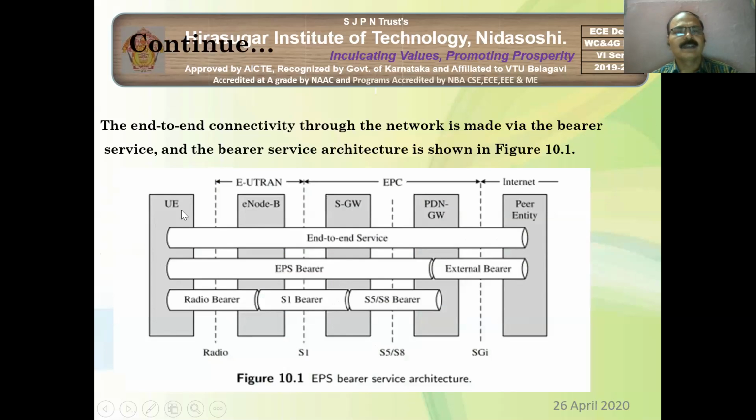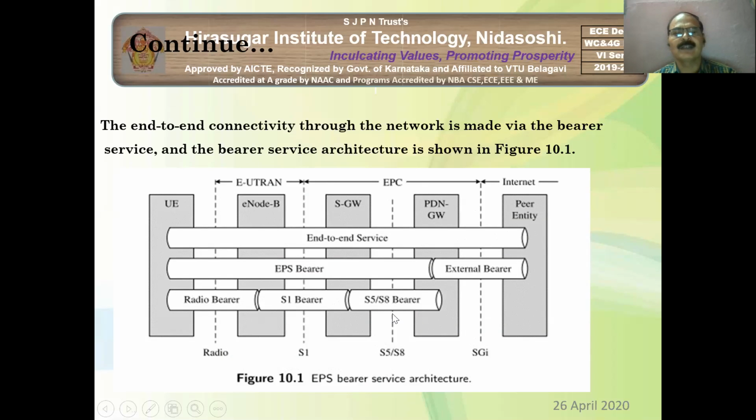Like different bearers, UE to eNode B we call the radio bearer. eNode B to SGW we call the S1 bearer. And SGW to PDN gateway we call the S5/S8 bearer.